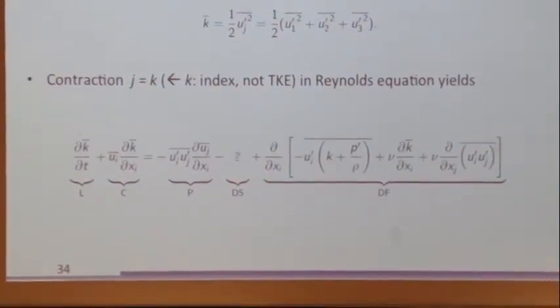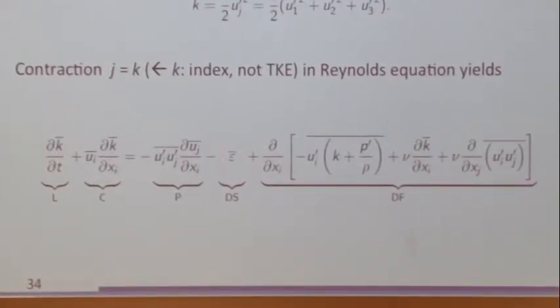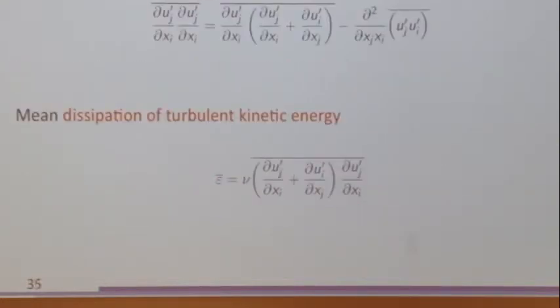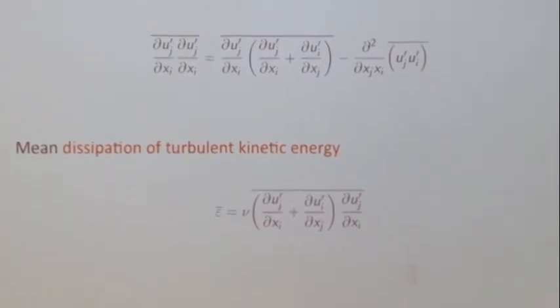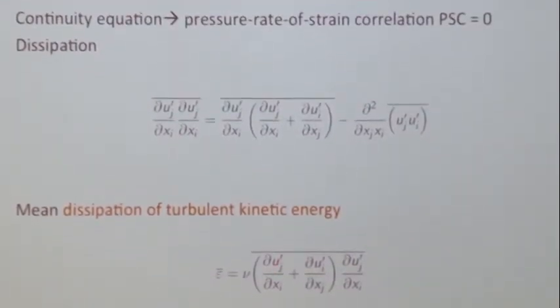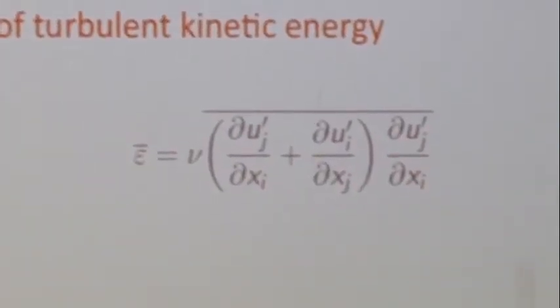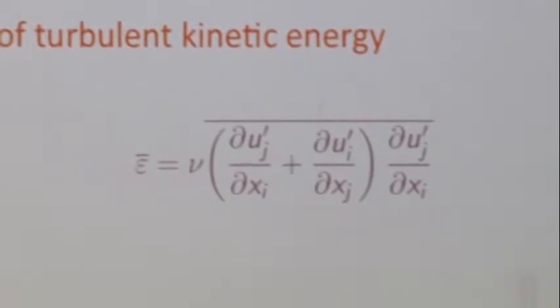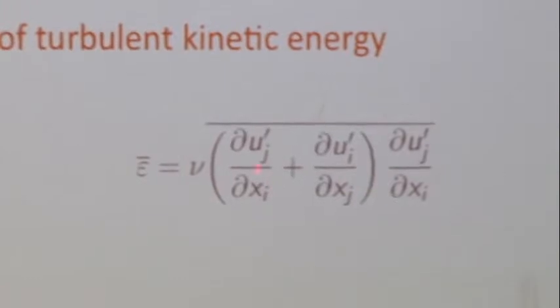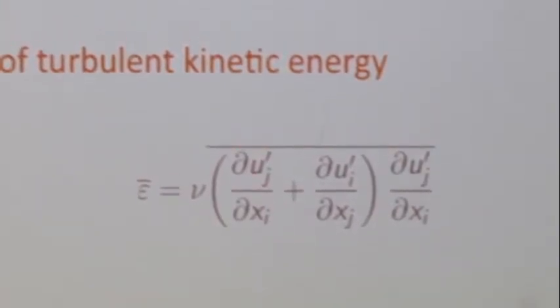Then we have this term here. It's not written out now. This depends on the gradients of the velocity fluctuations. Let's see if this is written out here. Yeah, so this is how it looks: du_j/dx_i plus du_i/dx_j, times du_j/dx_i. And so this is now a quantity that depends on the local gradients of the velocity fluctuations.